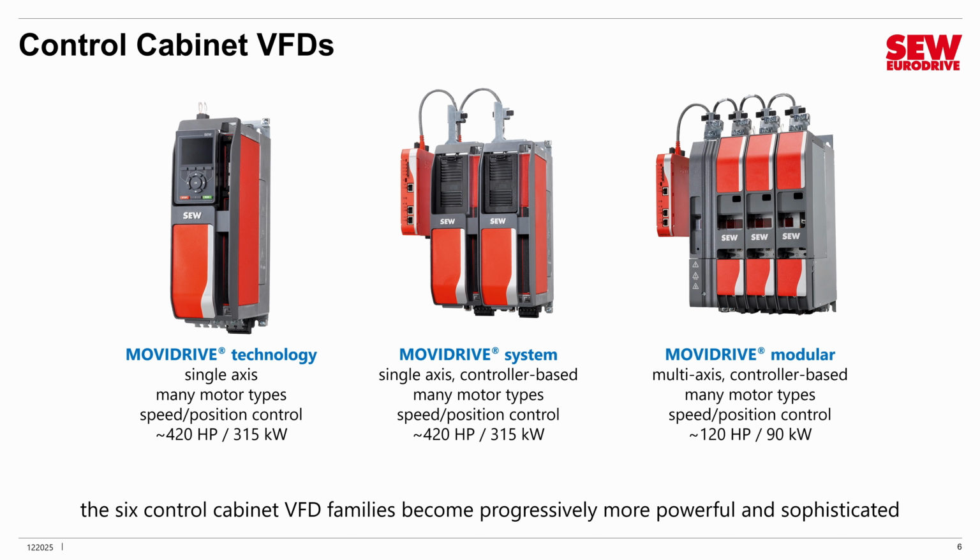At the pinnacle of the tree is MOVIDRIVE modular. This is the multi-axis VFD that I mentioned. It can control many motors depending how many modules you connect to it. This particular one controls up to 5 motors. It has 3 modules, but 2 of those modules are dual axis modules that can control 2 motors independently. You can see that controller there. This is also a controller-based system. We'll talk about these a little more as we go on.